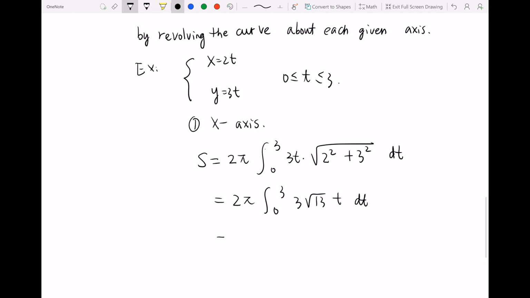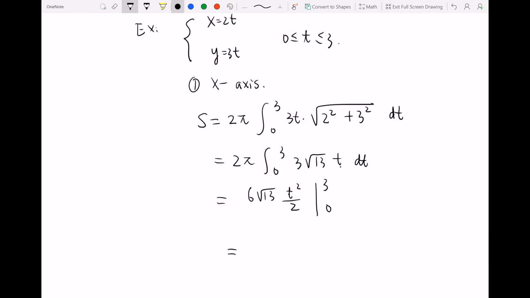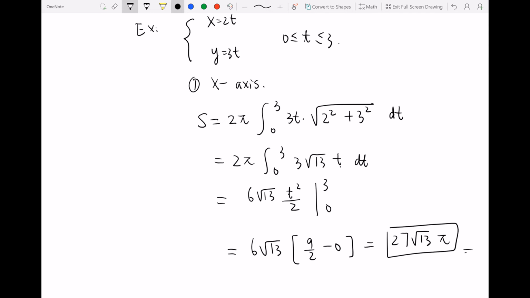So then it's 2 pi, well, you multiply it out: 2 times 3, 6, so 6 square root of 13 times t squared over 2. The antiderivative of t is t squared over 2. Plug 0 and 3 into it: 3 gives 9 over 2, and 0 gives minus 0. So the final answer is 27 square root of 13 pi. Okay? Does it make sense, everyone?